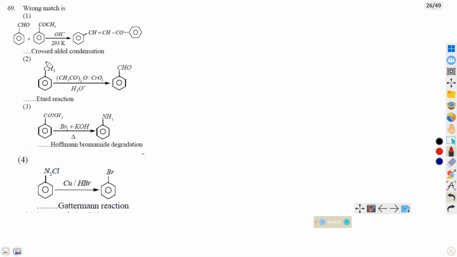Wrong match is, first one is correct. Cross aldol correct. Second one, yes, Etard reaction is given, but this is wrong. Wrong match is the second one, because in Etard reaction, what is the reagent? CrO2Cl2 in CS2.